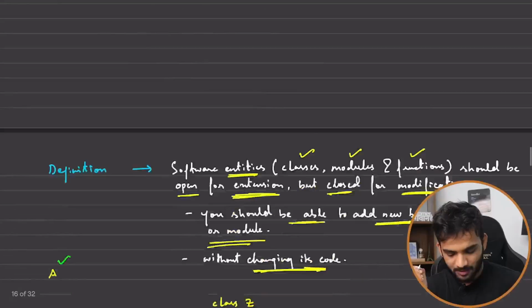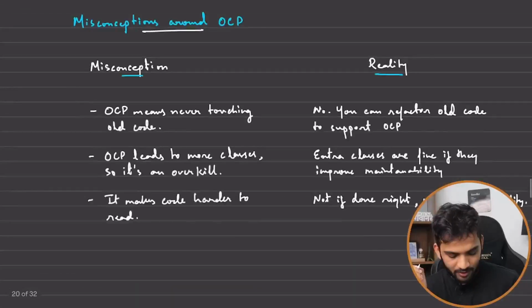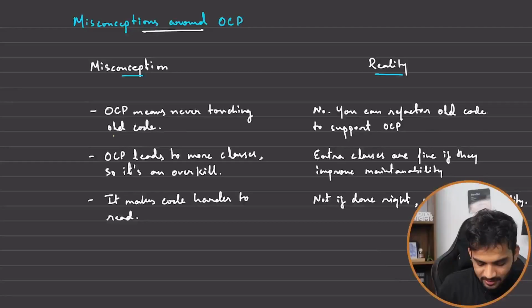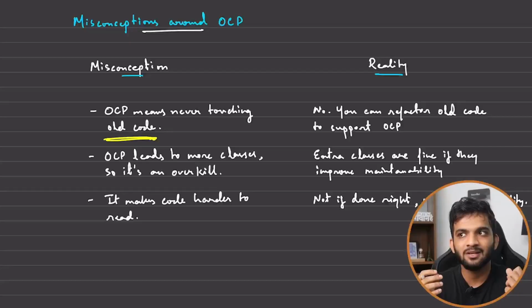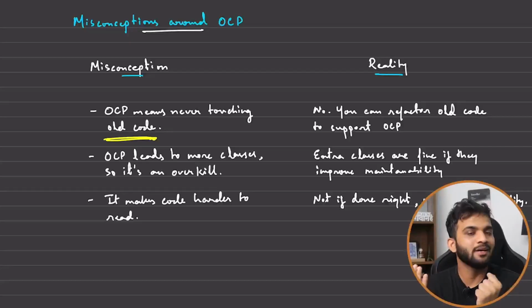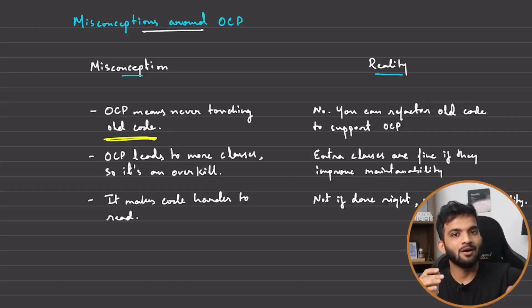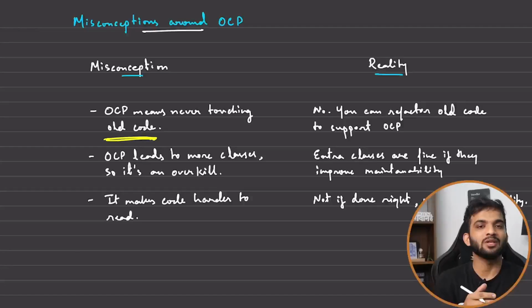Misconceptions about OCP. Let's get into that. There's a lot of misconception. A lot of times it is like, hey, it means never touching the old code because it's going to break services. We may touch it. Yes, we may touch it. Tomorrow, if we are implementing a feature which is going to replace the older one, maybe we'll have to do some changes in the older code in order to get the new thing in.